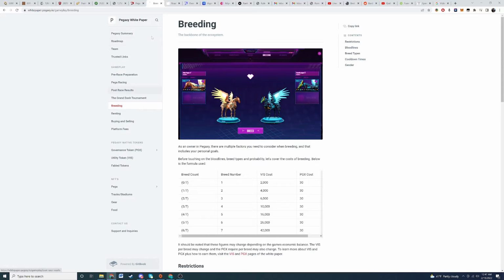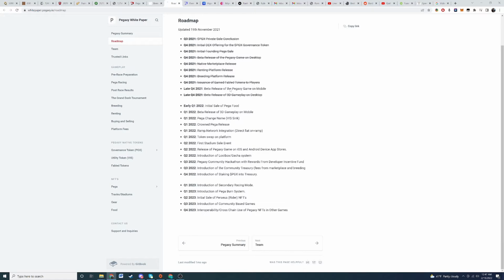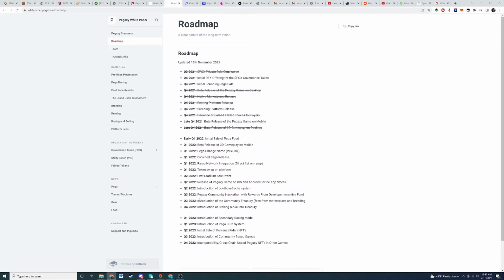You can basically read everything. They've also got a roadmap. This details what features they plan on introducing in what order, their approximate release time, stuff like that. So the white paper is a very, very valuable piece of information for people to go over. I highly suggest you read it in full before deciding to invest in the project. And so that is it for their white paper.